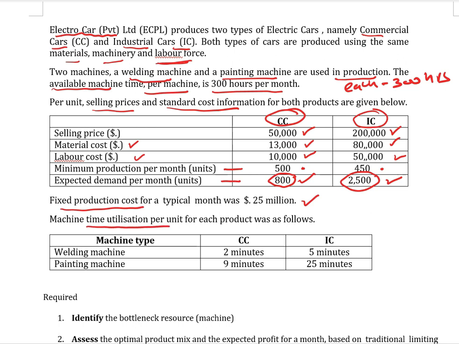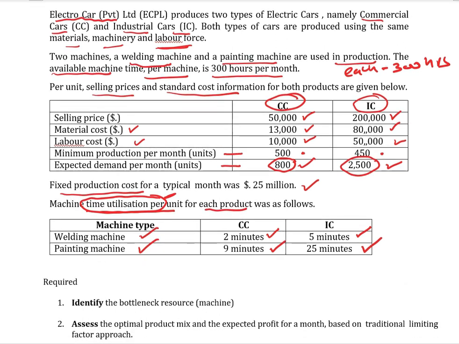Machine time utilization per unit for each product was as follows. So you are given the machine time utilization. This is very important as far as the machine hour availability is concerned. The machine utilization is a very key point. So there are two types of machines, welding machines and painting machines. CC, commercial car, requires 2 minutes for welding machines. IC requires 5 minutes. For painting machines, CC requires 9 minutes and IC requires 25 minutes.